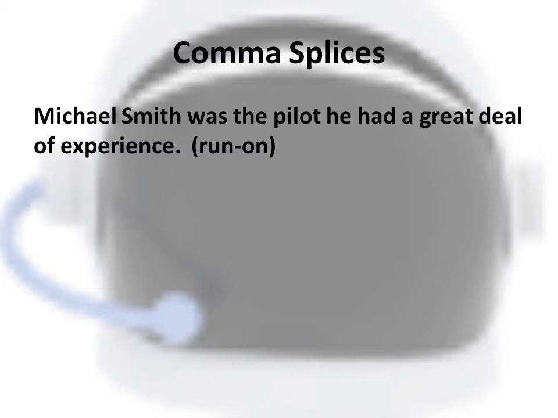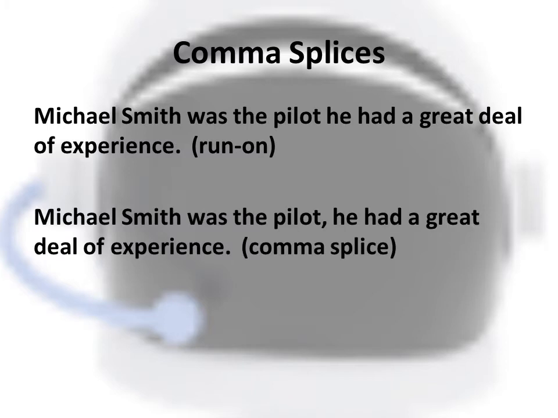So you might be tempted, or just naturally, you might put in a comma. Michael Smith was the pilot, comma, he had a great deal of experience. This is a comma splice. It is bad. It is just as bad as a run-on, but it's a little easier to fix. So notice we have the independent clause, Michael Smith was the pilot, and then we have he had a great deal of experience, which is another independent clause. So a comma is not enough to separate these two independent clauses.